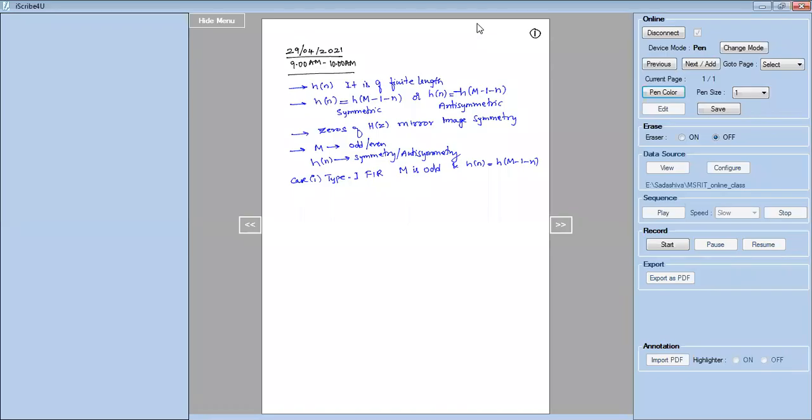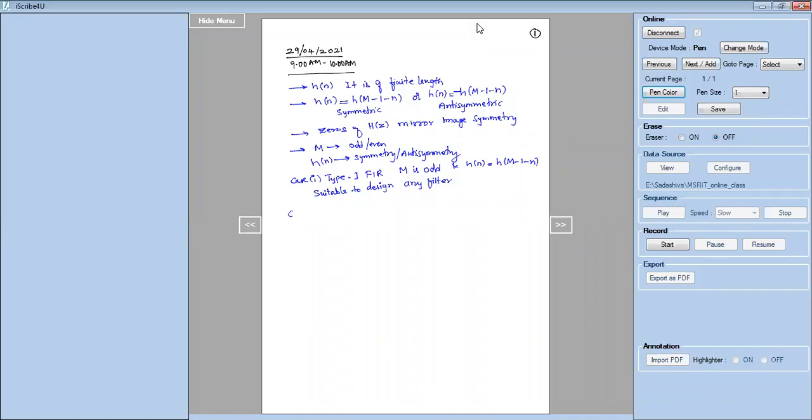Okay. Type 1 means M is odd and h of n is symmetric. This sort of type 1 FIR filter is suitable to design any filter. It may be low pass filter, or it may be high pass filter, or any sort of filter. Of the four different filters we have discussed, this type 1 can be used to design any one of the filters.